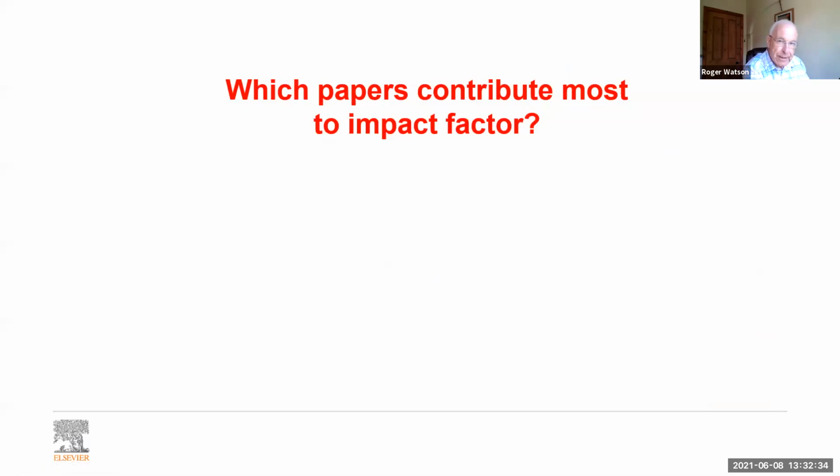because if you understand which papers editors like, then you can write those sorts of papers, not all the time, but at least you can know which papers are more likely to be published. And it's quite simple. The papers that contribute most to the impact factor, and this is true of any journal in any field, are review papers.